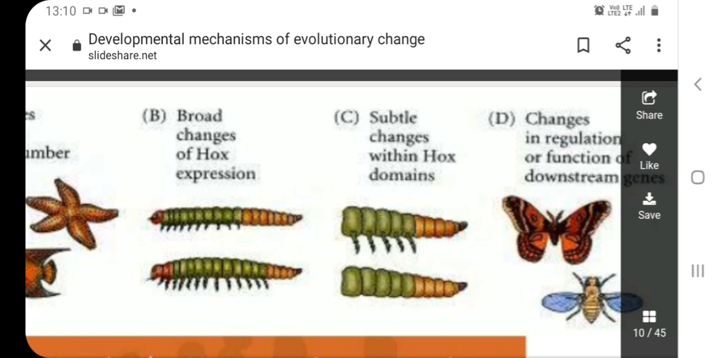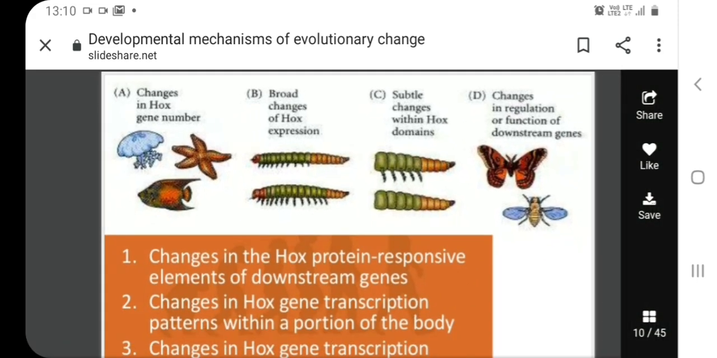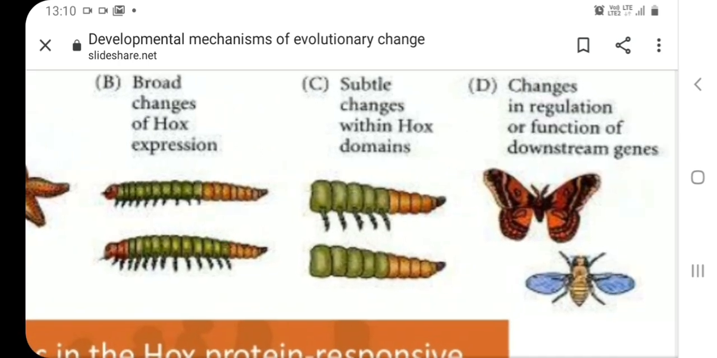For emergence of appendages, one gene called the distal-less gene, DLL gene, is responsible. For regression of wings, that is to suppress the emergence of wings, the ultrabithorax gene, UBX gene, is responsible. Now in the fourth picture, the change in the regulation or function of the downstream gene. These are the evident pictures which show how the Hox gene expression occurs.